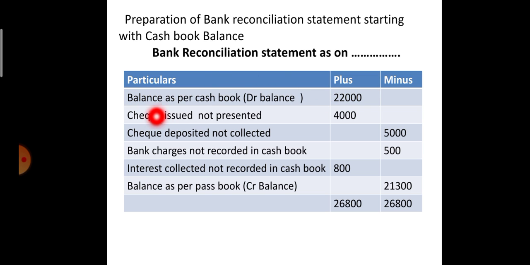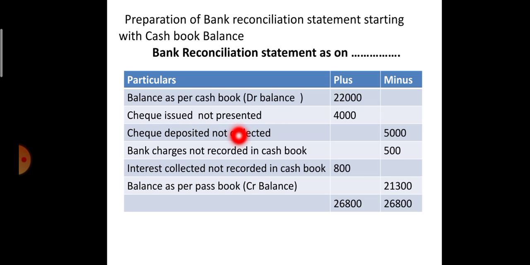Now see, the check issued not presented was deducted from the cash book balance, but since it is not recorded in the passbook and we have to find out the passbook balance, all the adjustments will be done as per the passbook. In the cash book this 4,000 was deducted, but it is not recorded in the passbook, so the effect will be cancelled. The 4,000 deducted will be added again to the balance of 22,000 rupees.